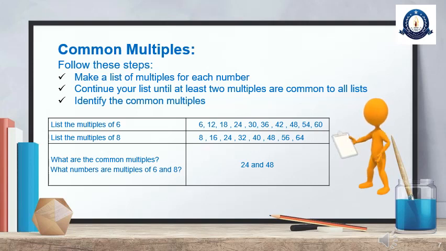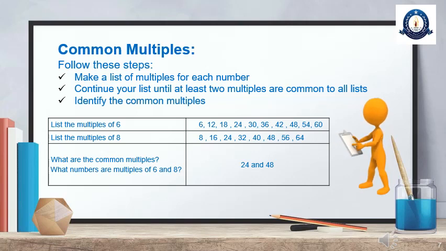Look at the example. We will find the multiples of 6 and 8, and then we will find the common multiples of 6 and 8. First, list the multiples of 6: 6, 12, 18, 24, 30, 36, 42, 48, 54 and 60. These are the multiples of 6. In the same way you will list the multiples of 8: 8, 16 and so on.